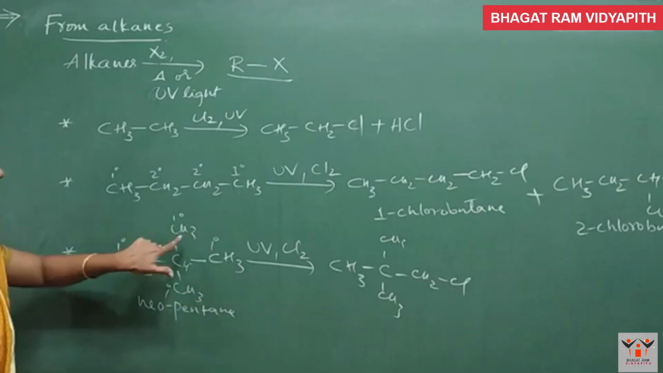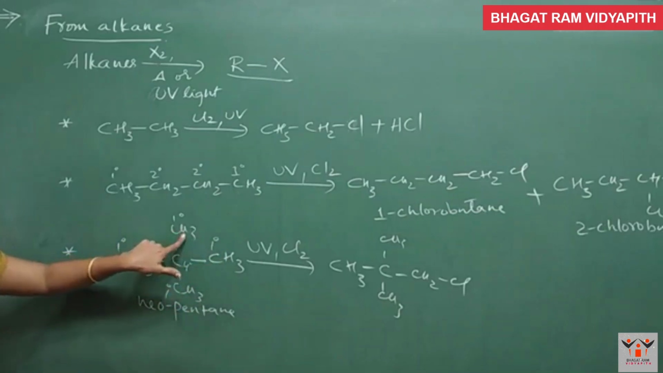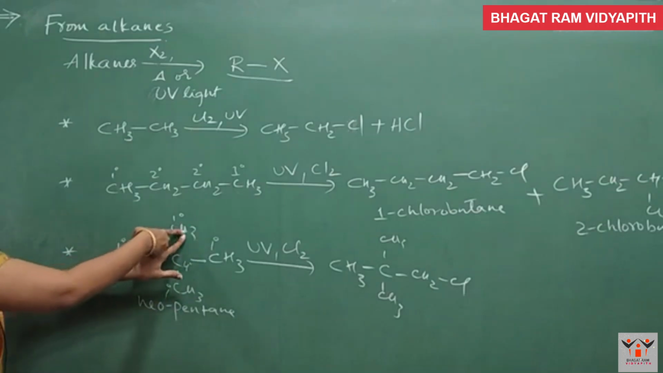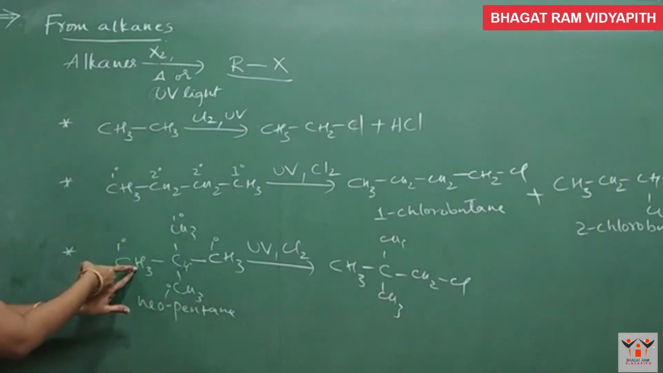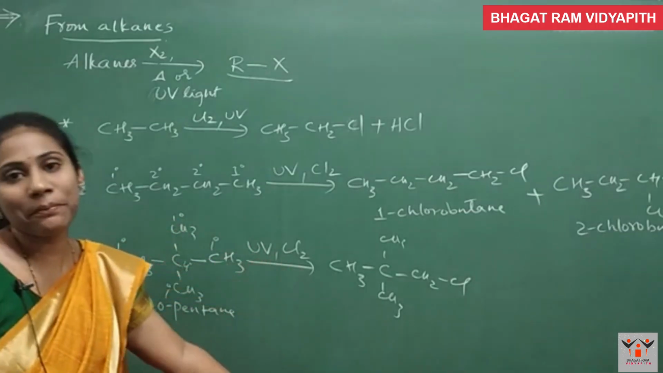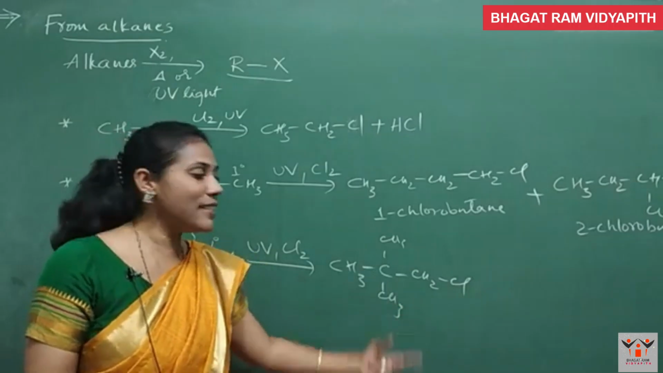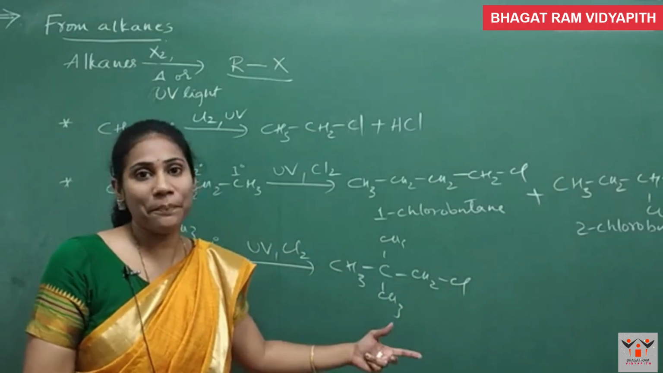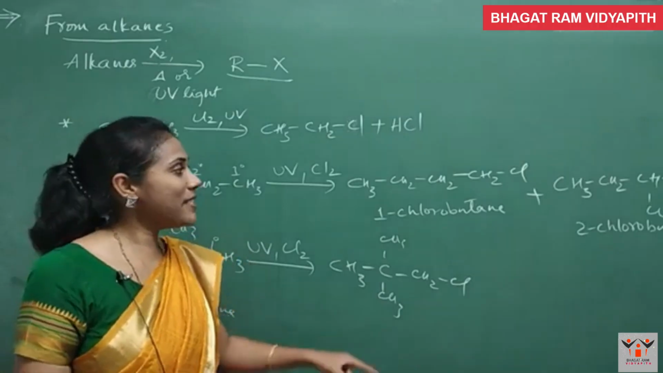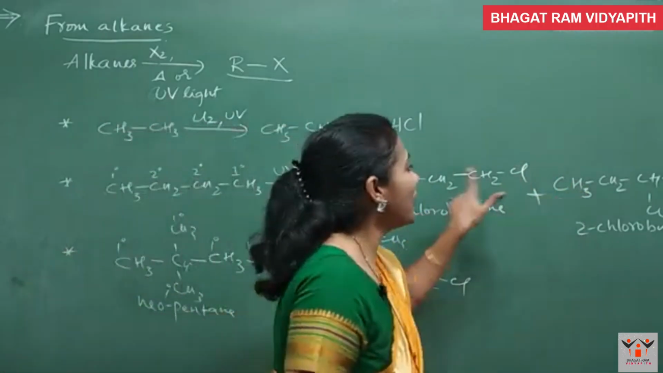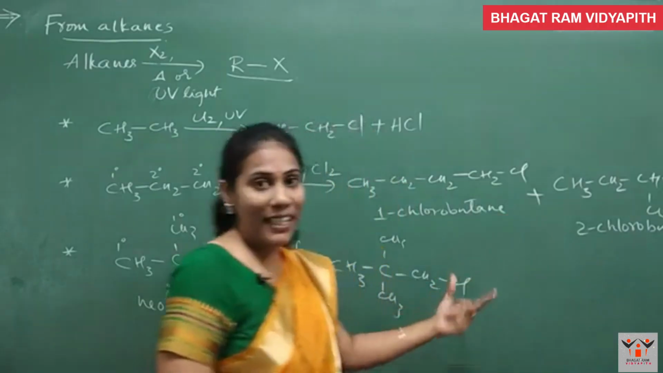Don't try to write one more product by replacing hydrogen from this carbon and again replacing hydrogen from this. All will be the same. If you try to name according to the IUPAC system, you get the same names. That means they are the same. They are not isomers. Isomers are two compounds which have different names.